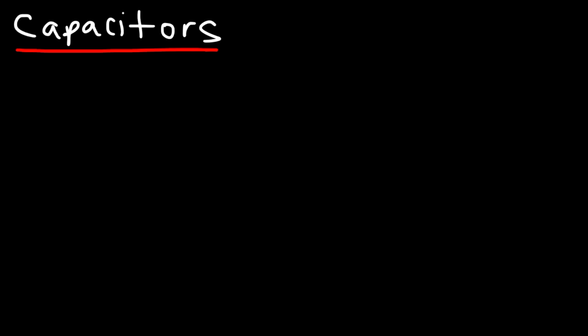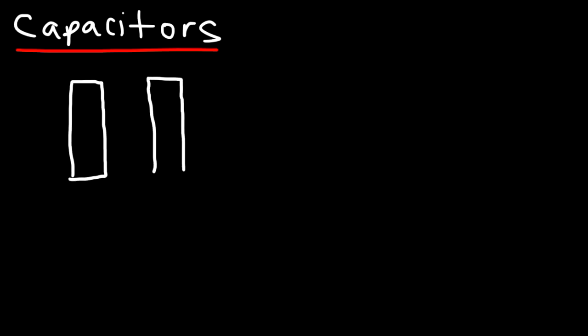Let's move on our discussion to capacitors. What is a capacitor? A capacitor is a device that stores electric charge, and it's made up of two metal plates separated by an insulator. The insulating material, known as the dielectric, can be air, it could be water, it could be paper, or any one of these things.